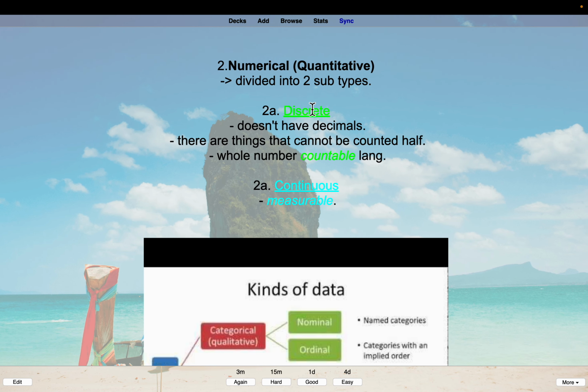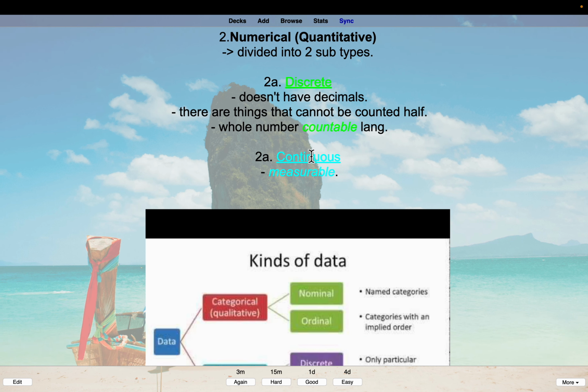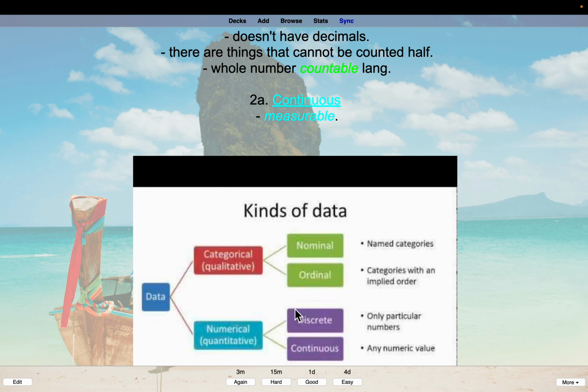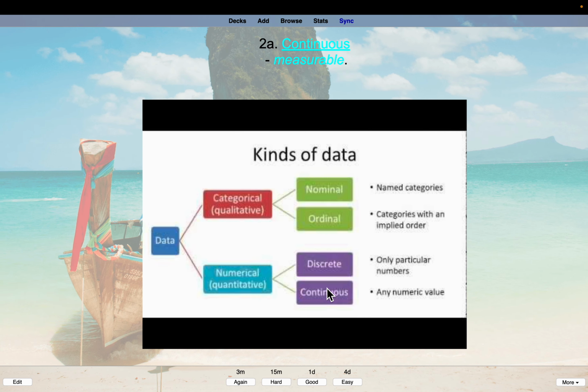The first subtype is discrete. So it doesn't have decimals, and there are things that cannot be counted as half. So whole numbers can only be countable. For continuous, they can be measurable. That means, I believe, decimals could be examples under continuous. So everything that was discussed just now can also be seen in this form.